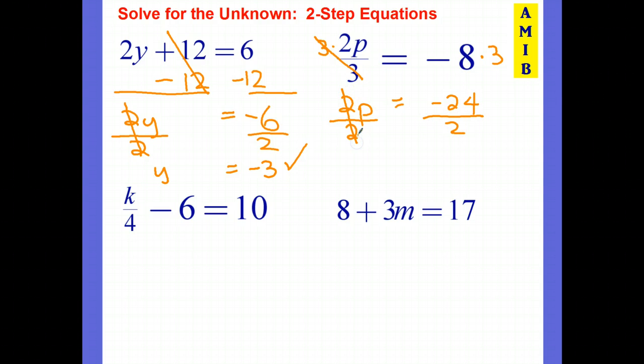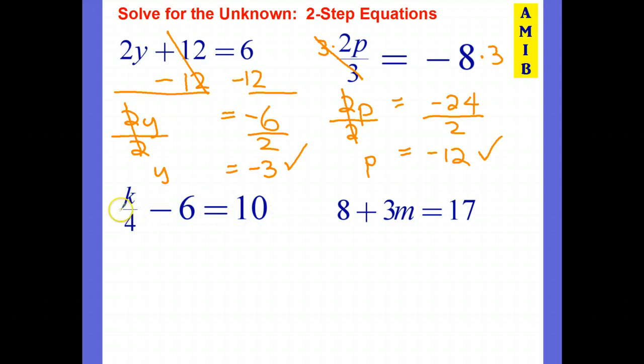2 divided by 2, again, we can just say they cancel out, or you can say they divide to equal 1, and 1 times p is just p. Negative 24 divided by 2 is negative 12. Okay, let's do a quick check on that one. 2 times negative 12 is negative 24. Negative 24 divided by 3 equals negative 8. So that's also correct. Okay, third example.